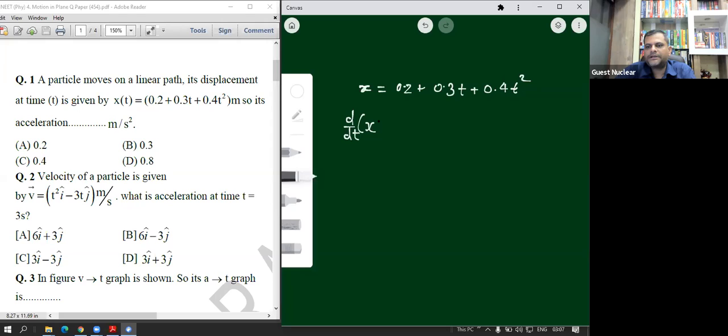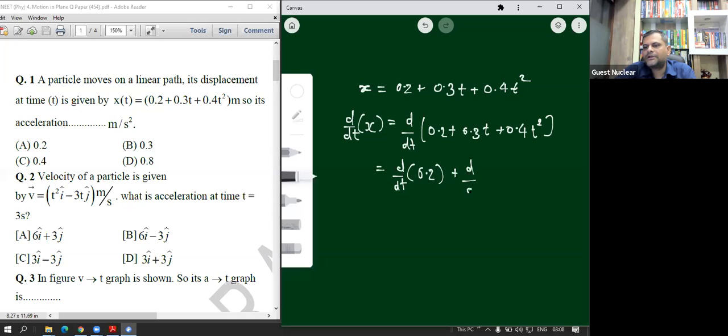So see, when we differentiate, it means we add d by dt to every term. So we will get d by dt of 0.2 plus 0.3 t plus 0.4 t square. The derivative of 0.2 has to be found out separately, plus the derivative of 0.3 t separately, plus the derivative of 0.4 t square separately. So if you find all these three terms, what is the derivative of the first term? 0, because it's constant. The rate of change of a constant is always 0, so here we get 0 plus the second term.